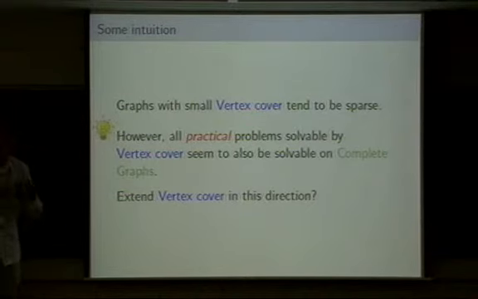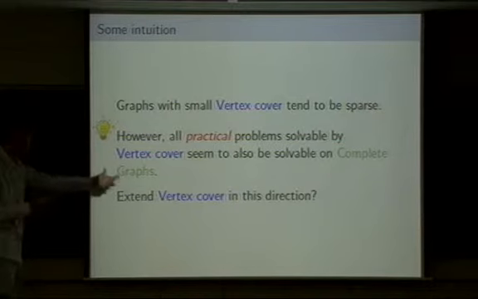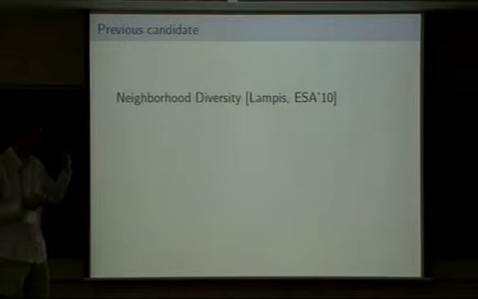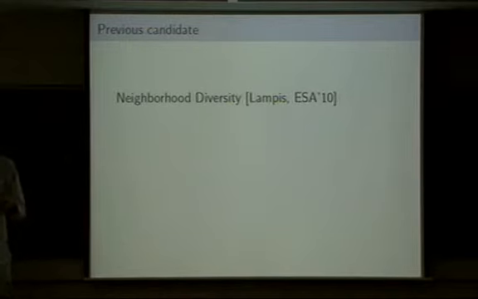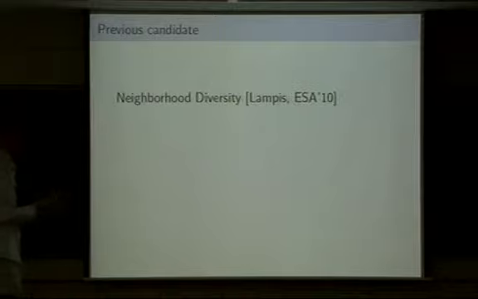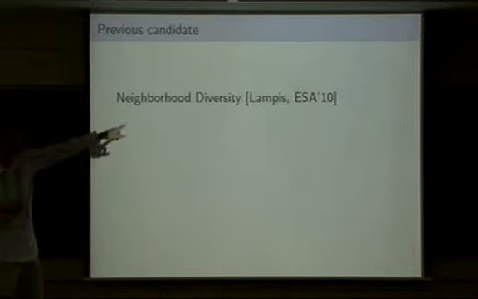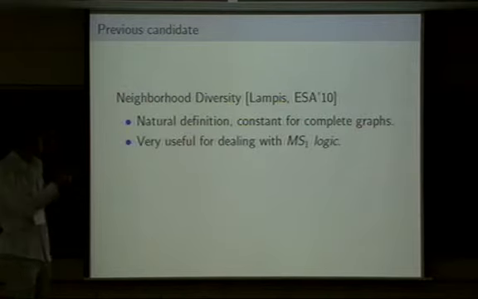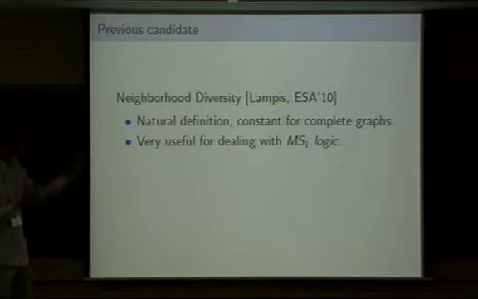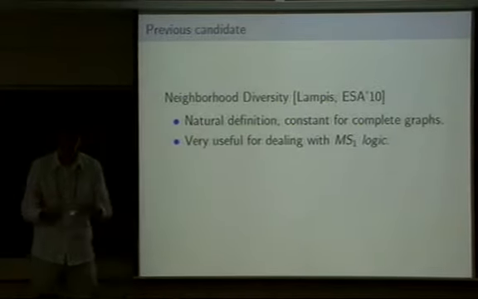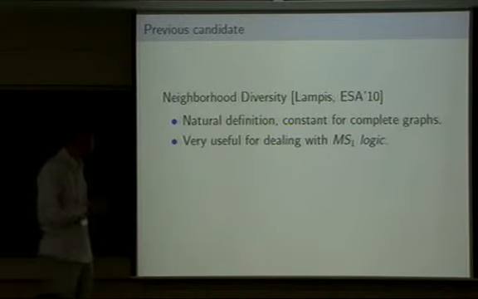So we somehow want to extend vertex color in this direction. The hope is that this is possible and that we can in this way somehow extend vertex color and make it less restrictive. And there is actually a previously proposed parameter. It was not proposed as an actual parameter, but it has all of these properties. It's called neighborhood diversity. It was introduced by Michael Lampis. And it has a nice definition. I don't introduce it here, but it's really natural, it's nice, and it's useful for dealing with MS1 logic, and then he uses it to actually get some results for MS1 logic on vertex color, and that's nice.